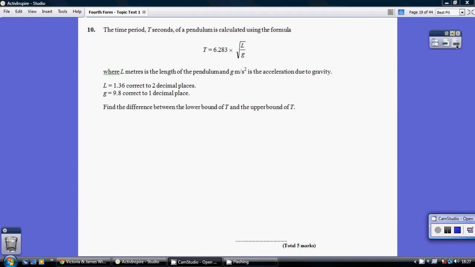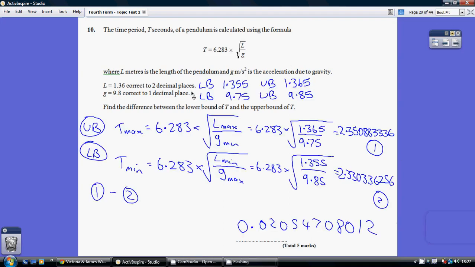Question 10. So we've got to find the difference between the lower bound of t and the upper bound of t. So clearly we've got to work out both bounds. So for the upper bound, to maximise t, we have L as big as possible and G as small as possible.